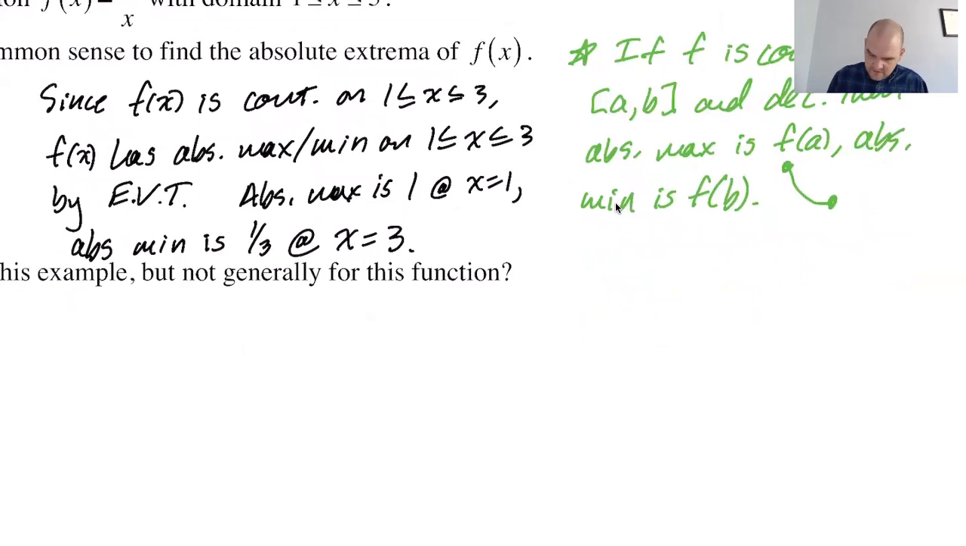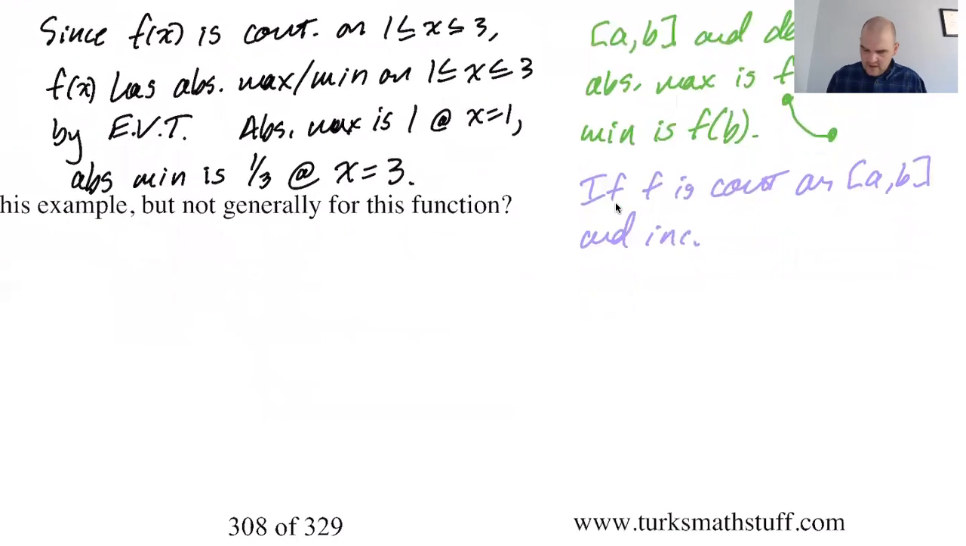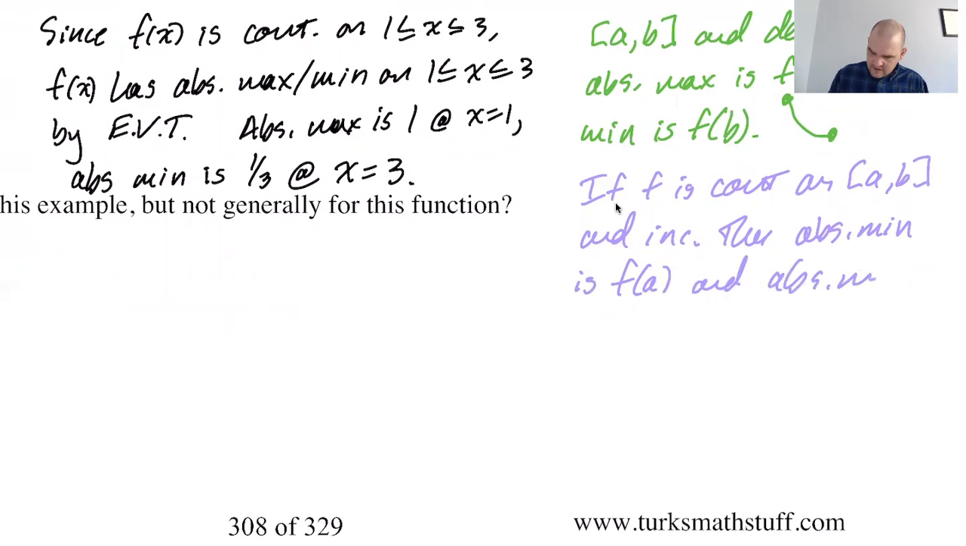Let's switch colors and address the other option. If f is continuous on AB and increasing, what has to happen there? Just think it through. Then the absolute min is going to be f of a, and the absolute max is going to be f of b, right? And just draw it out.